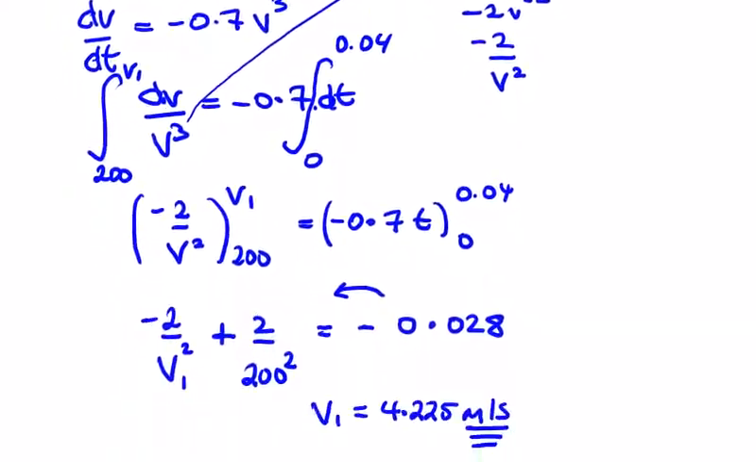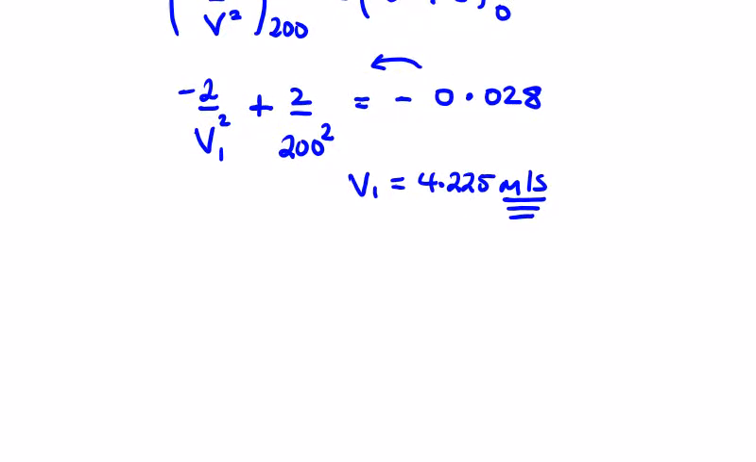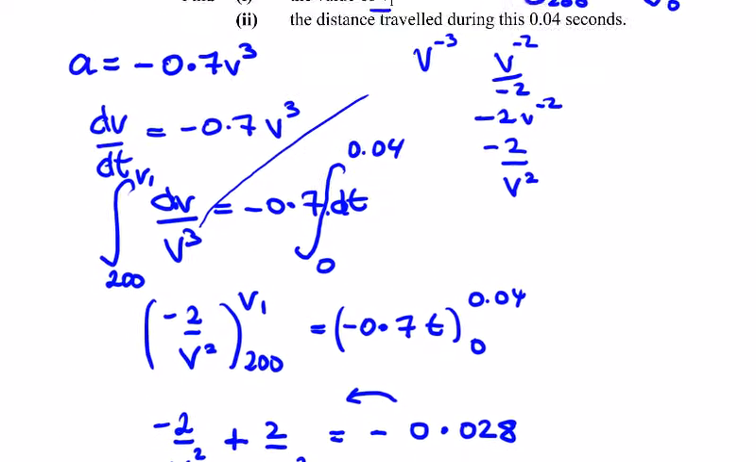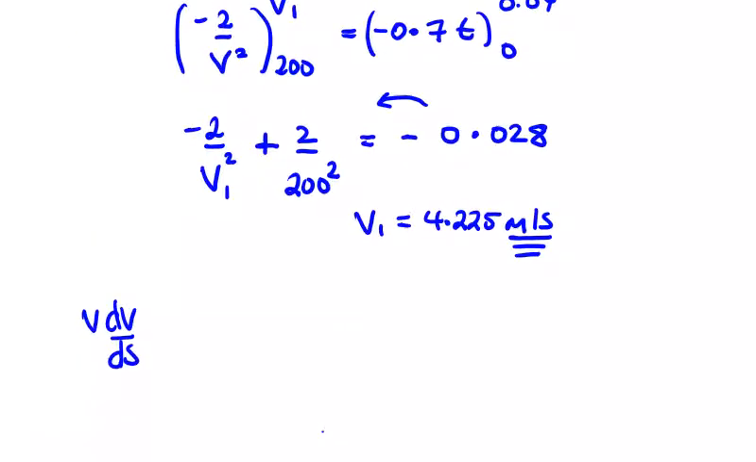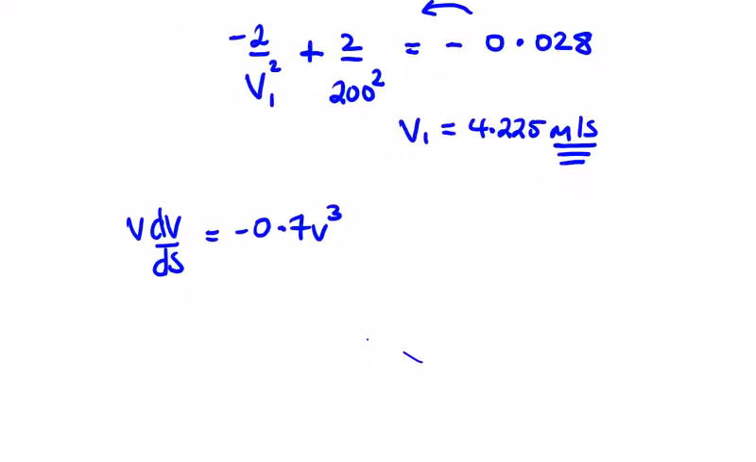Now the distance traveled during this 0.04 seconds. So we have acceleration v dv ds. We're looking for distance. So my acceleration again, minus 0.7 v cubed. So dividing by v cubed, we're going to get dv over v squared is equal to minus 0.7 ds.